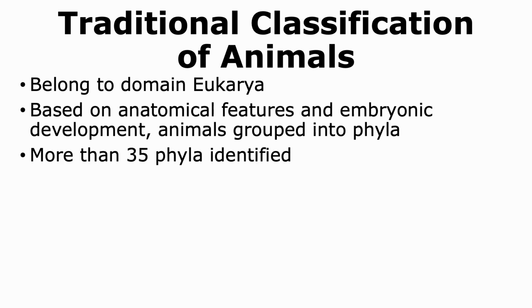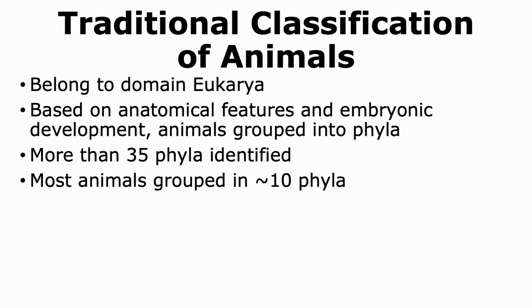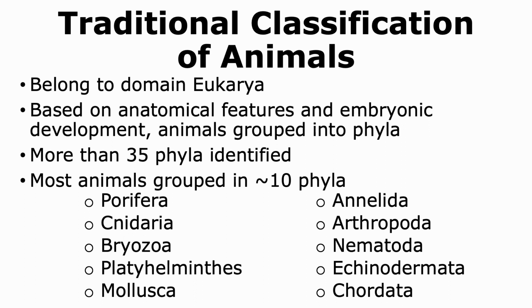There are more than 35 phyla that have been identified, but most of the animals can be grouped into around 10 phyla. These phyla include the ones listed below, and all of these, with the exception of Chordata, include animals that do not have a backbone and hence are called invertebrates.